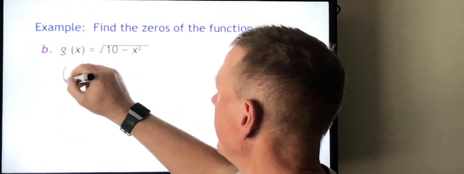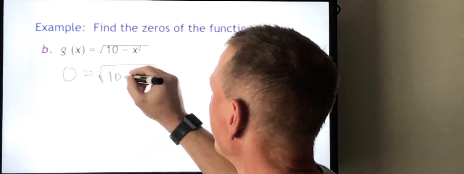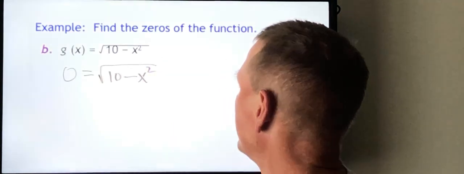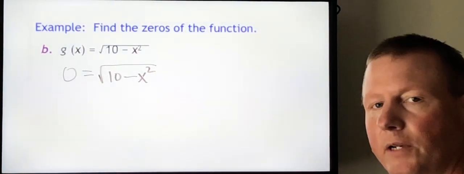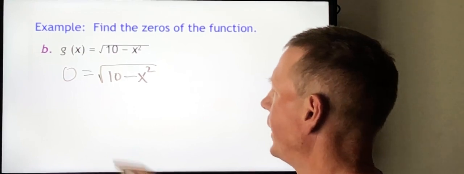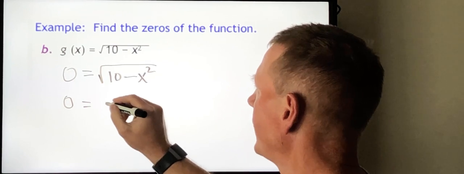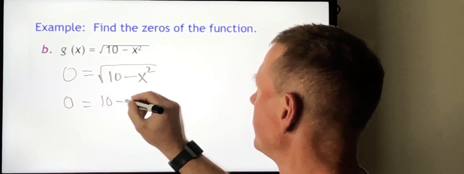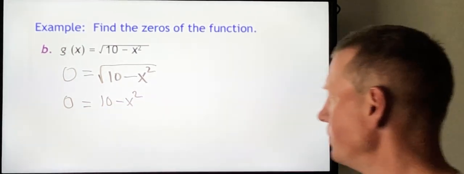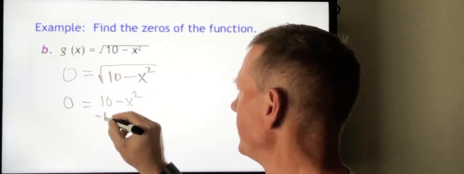We're going to set g of x equal to 0, the square root. Remember, when I'm solving a square root equation, the easiest thing to do is to square both sides. If I square this side, I still get 0. Squaring the right side gets rid of the radical. At this point, I can go ahead and subtract 10 from each side.